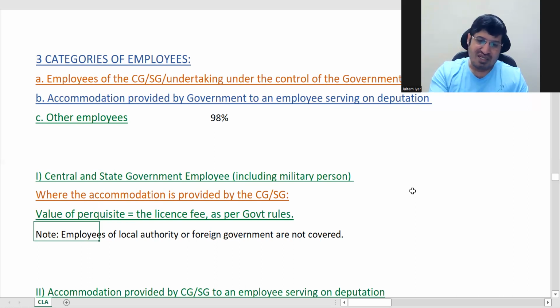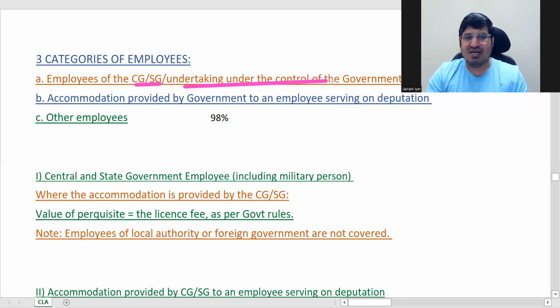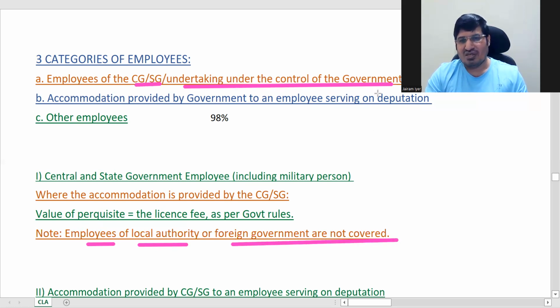So remember here that employees of local authority and foreign government are not covered. Above, what did we see here? We saw CGSG and their undertaking fully under their control. So this is like a statutory corporation basically. Statutory corporation or public sector, government company, all that is covered, but local authority is not there. That's why employees of local authority or foreign government in any way will not be there. Just be alert to this.